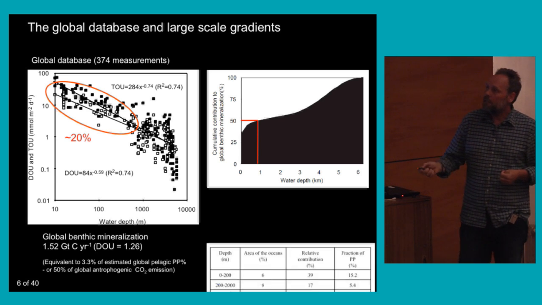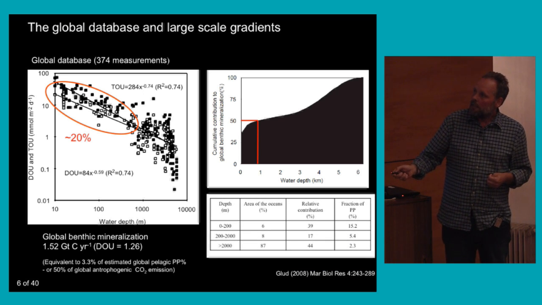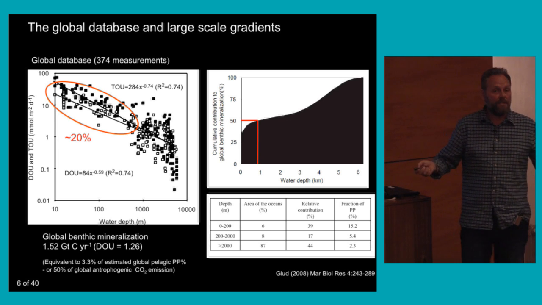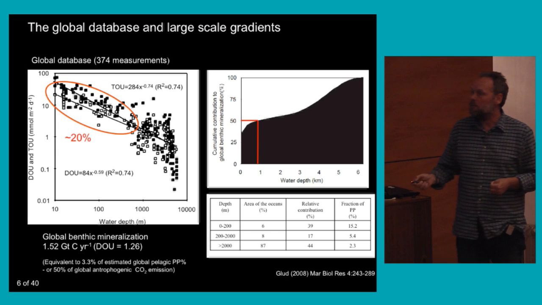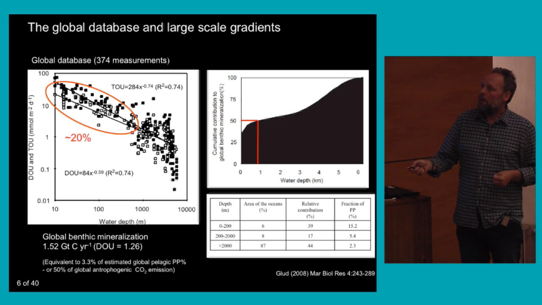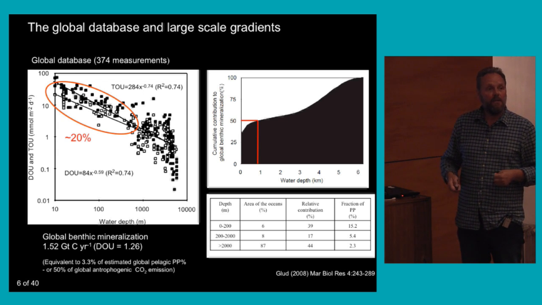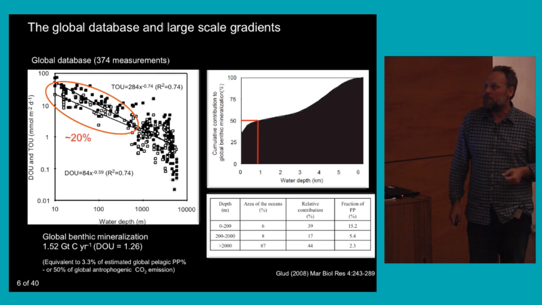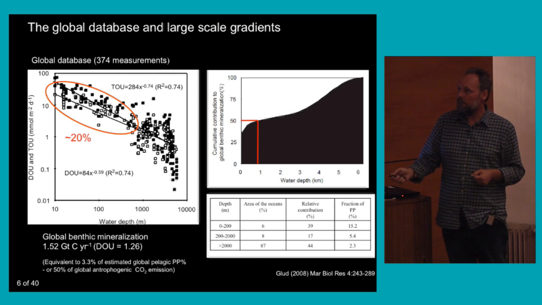You can see it also here in areas. Even though we have very low activities at what we can define as deep sea, there are many definitions of that, but over 2,000 meters here, it contributes about 44% of the global turnover of carbon because it covers 87% of the global ocean.